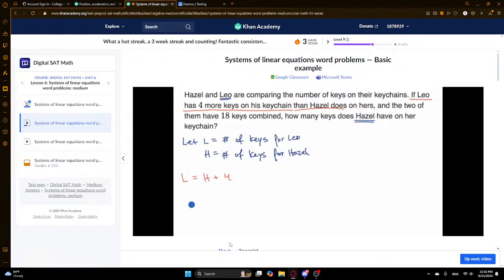We could also write that the difference between the number of keys Leo has and the number of keys Hazel has is 4. So another alternative, we could have written it like this: Leo minus Hazel is equal to 4. And these are algebraically equivalent. It doesn't take much manipulation to go from one to the other. But those are ways that we can mathematically write that first sentence.